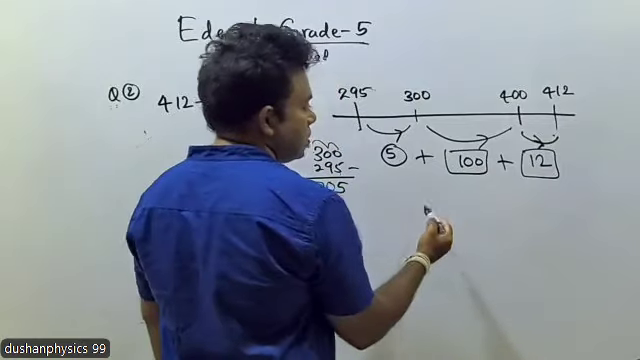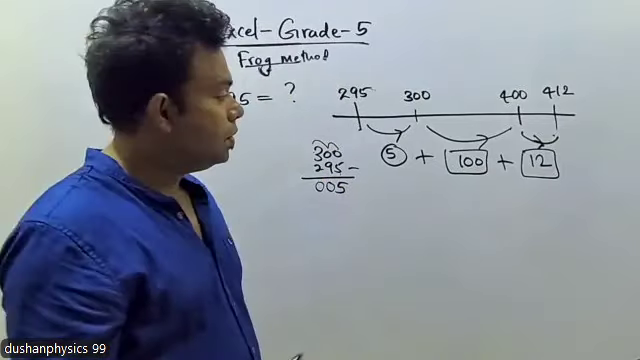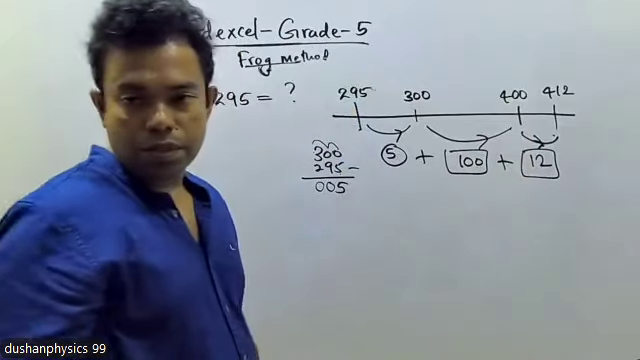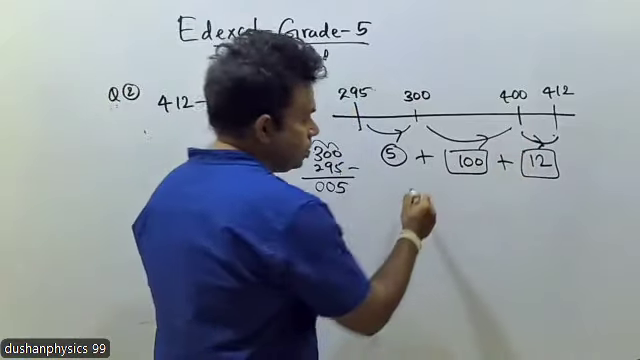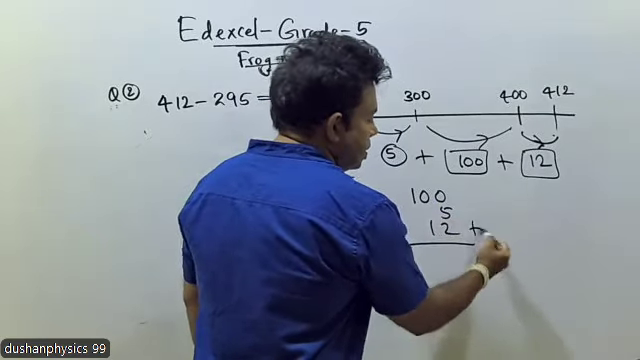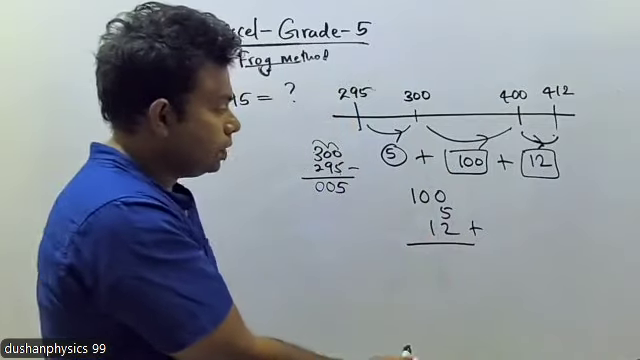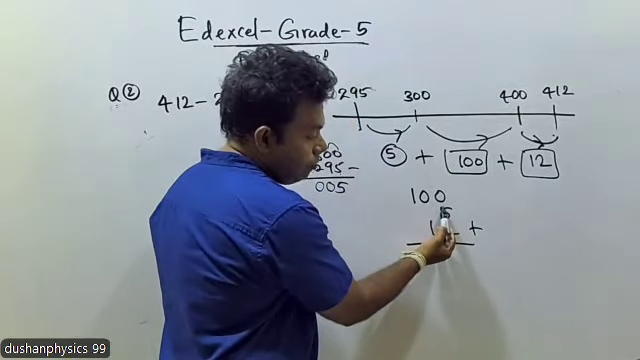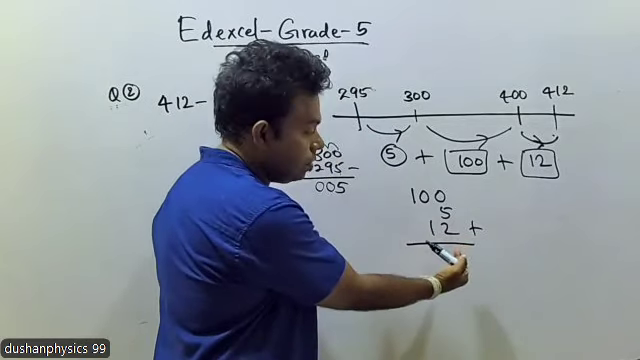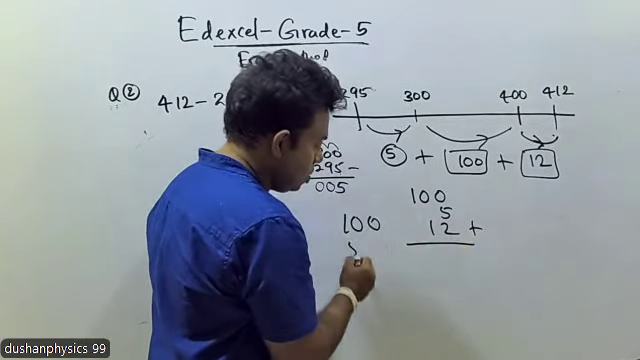Now, what is the final answer? You can do the mental calculation as well. 5 plus 100 plus 12, that is 117. If you are not quite sure, just write down like this and add these numbers all together. Make sure that when you have these digits, you write them at the extreme right-hand side corner. Don't write like this, 5 and 12.